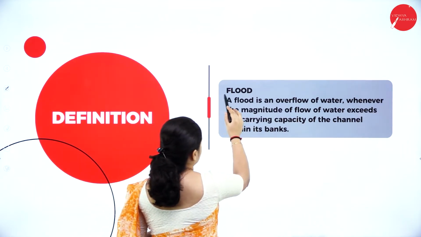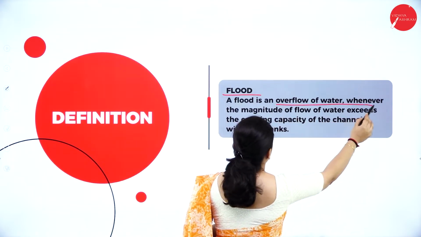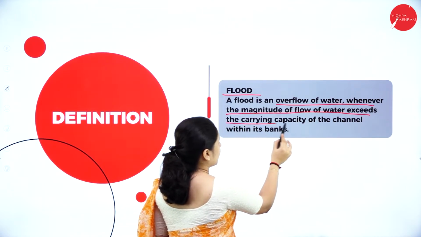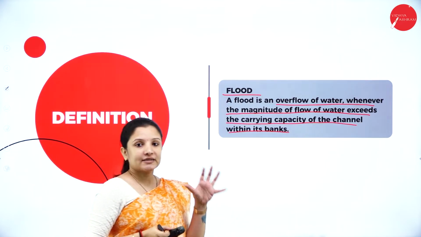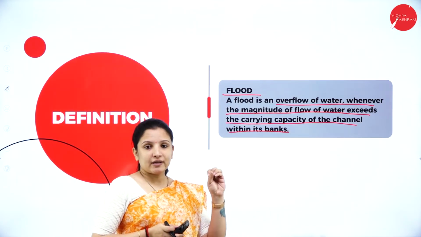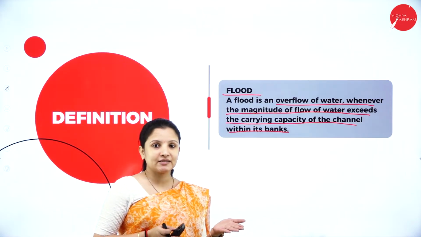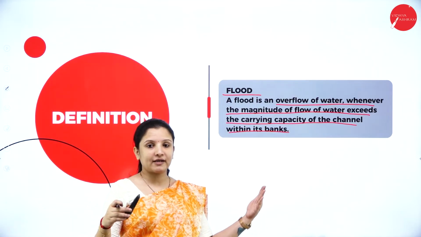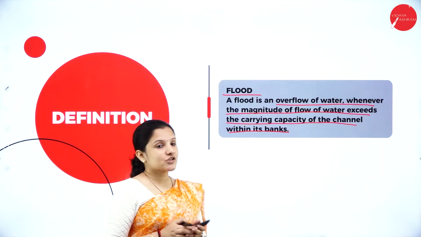So what is a flood? A flood is an overflow of water whenever the magnitude of flow of water exceeds the carrying capacity of the channel within its bank. A river has its normal flow. When that normal flow exceeds because of heavy rains and the like, and it submerges the neighboring lands or river banks, then it is called a flood. So that is the definition of flood.